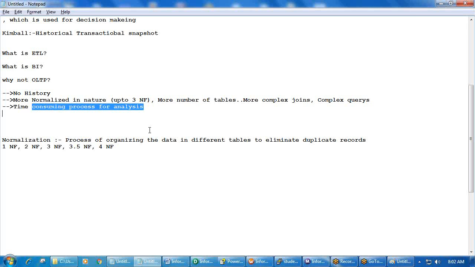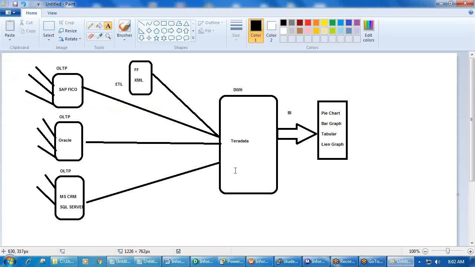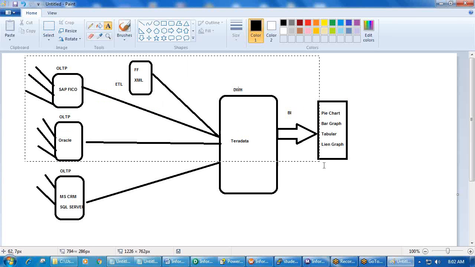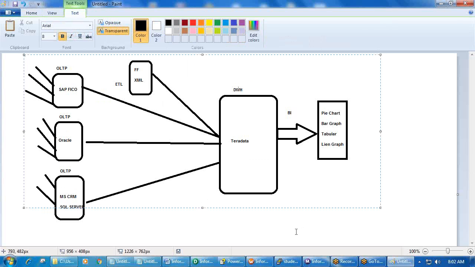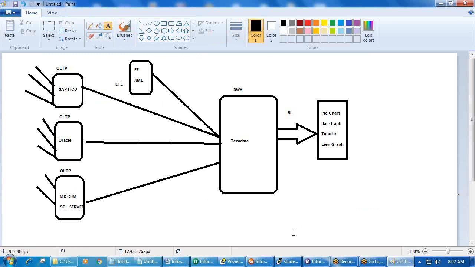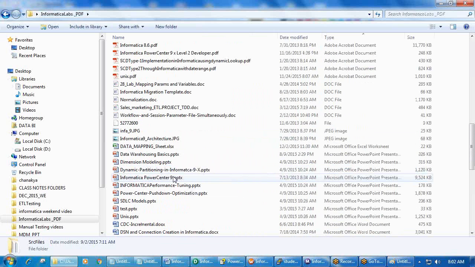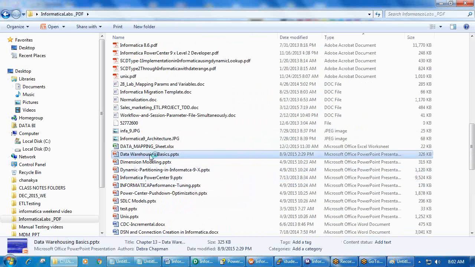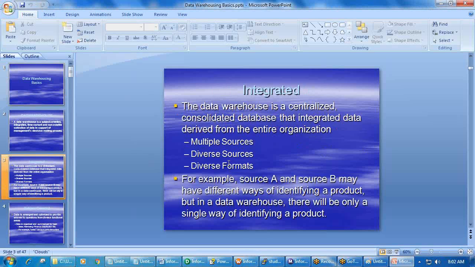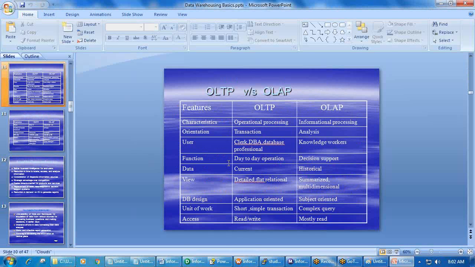It is not a time consuming process because the entire data is available in one single centralized place, so it is easy for me to do the reporting. So these are the differences between why we can't use an OLTP system and why we are separately going for a data warehouse. Let's take a look at the simple differences between your transactional system and your data warehouse, and how it will work. This is just to help you understand the different characteristics of the transactional system and the analytical system.